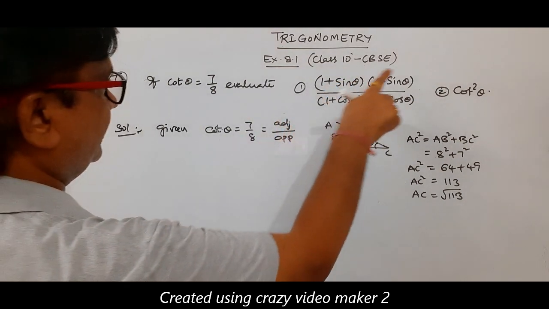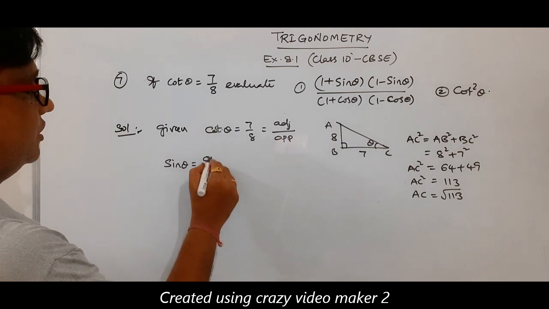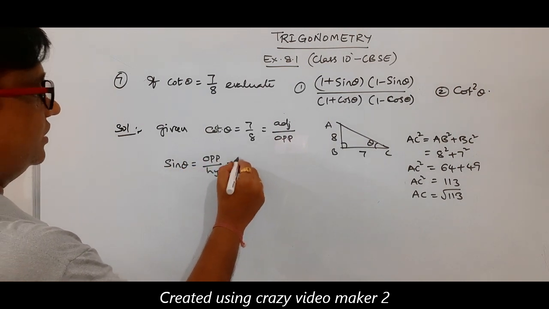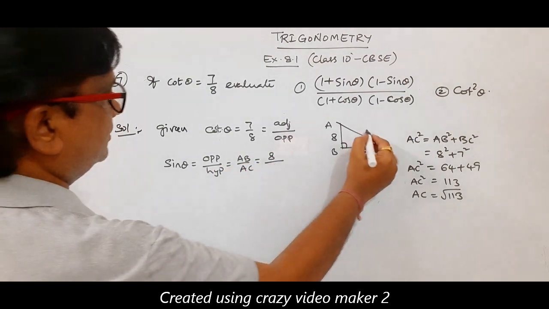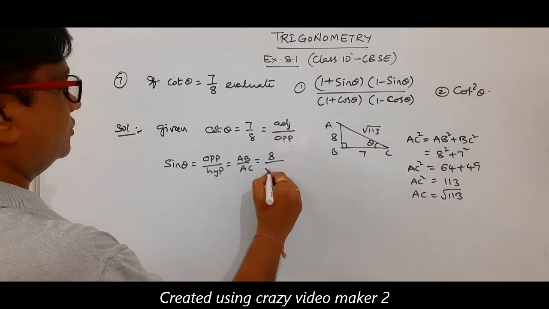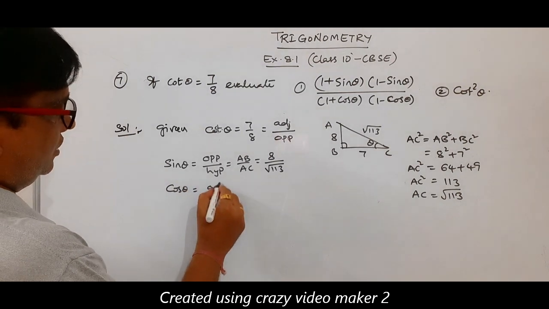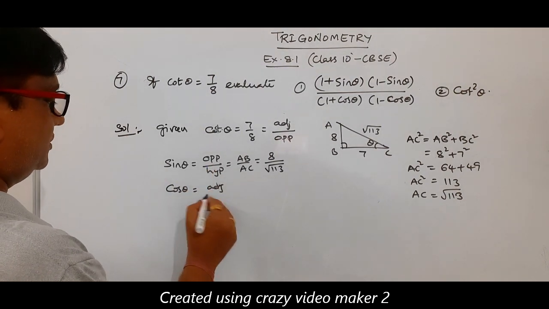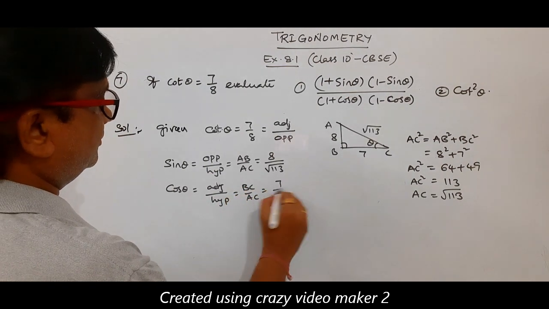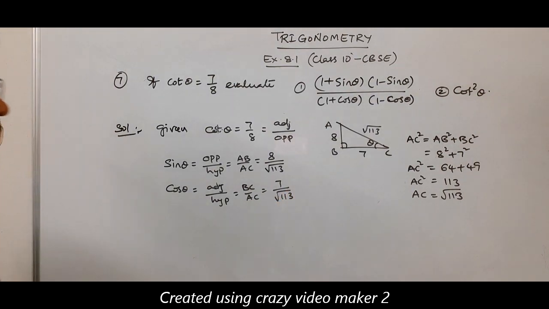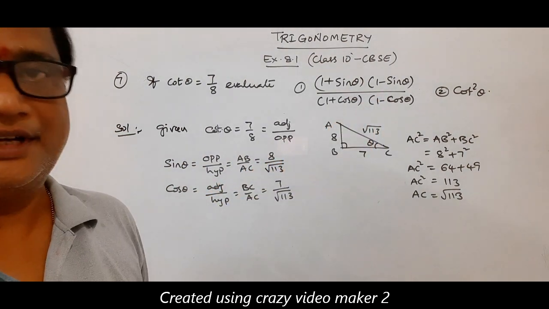Now we are going to take the sin and cos theta part. What is sin theta? Sin theta is opposite by hypotenuse, that is AB by AC, that is 8 by root 113. And cos theta equals adjacent by hypotenuse, that is BC by AC, 7 by root 113. So we are going to put these values in this first question to get the answer.